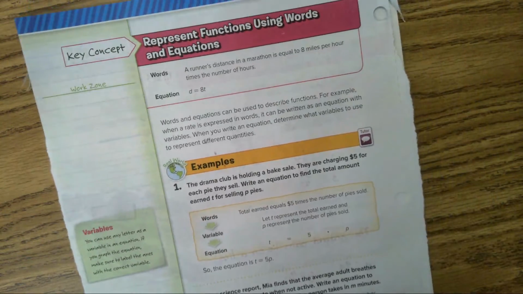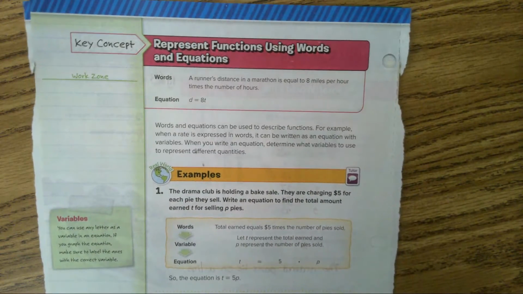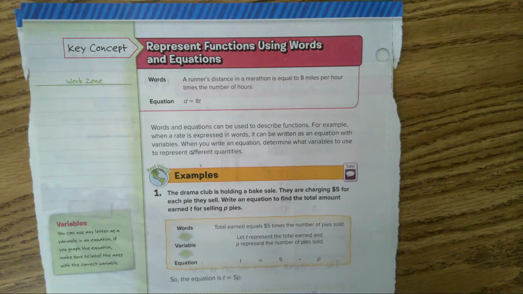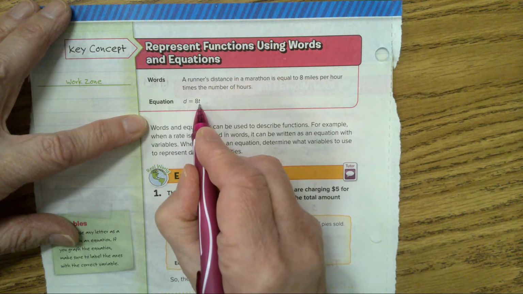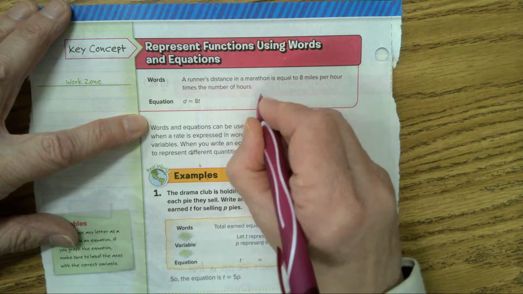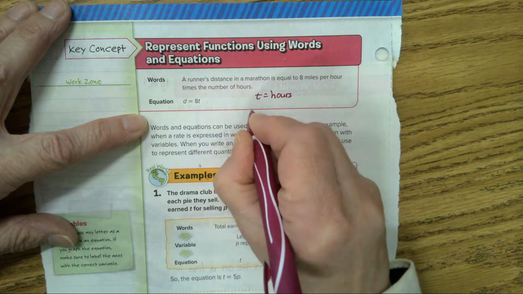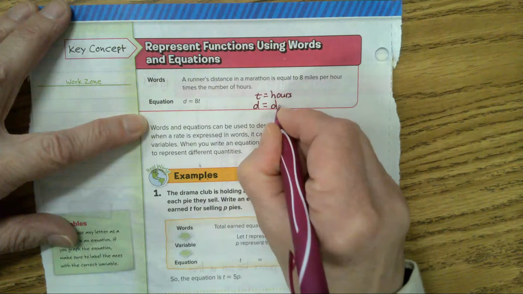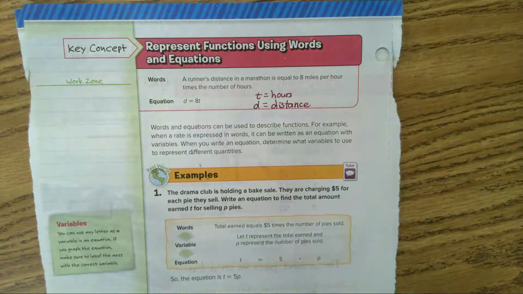Represent functions using words and equations. In this one it says, a runner's distance in a marathon is equal to 8 miles per hour times the number of hours. So the equation, distance equals 8 times t. T represents hours. So T equals hours and D equals distance. Just write that down in the box there.